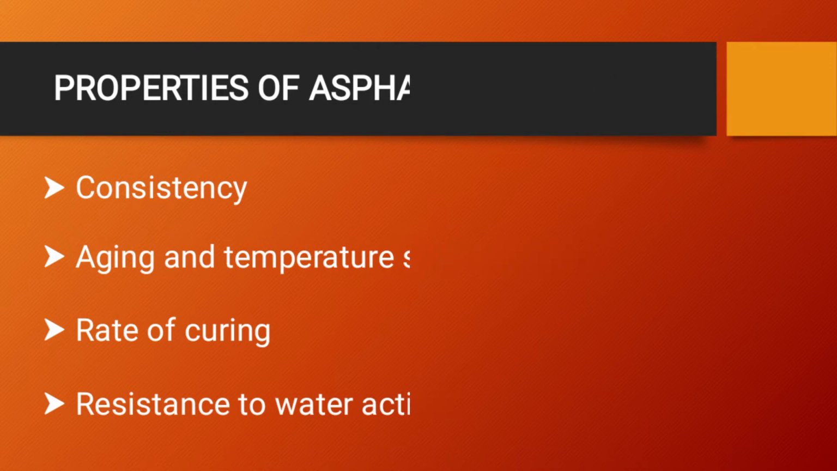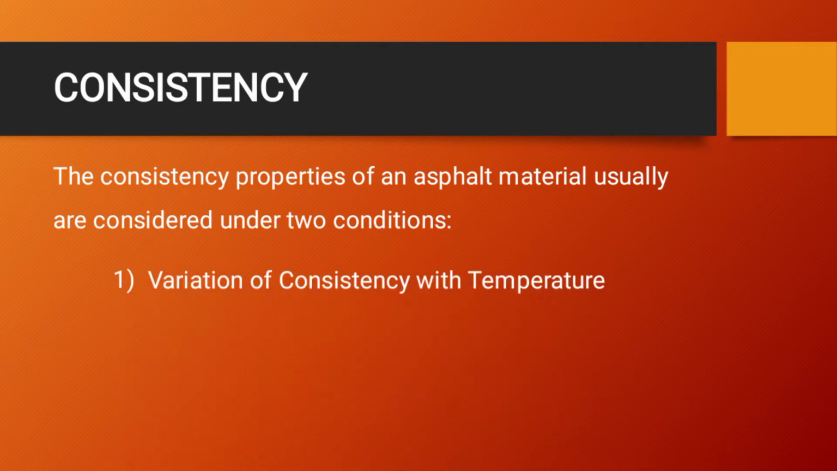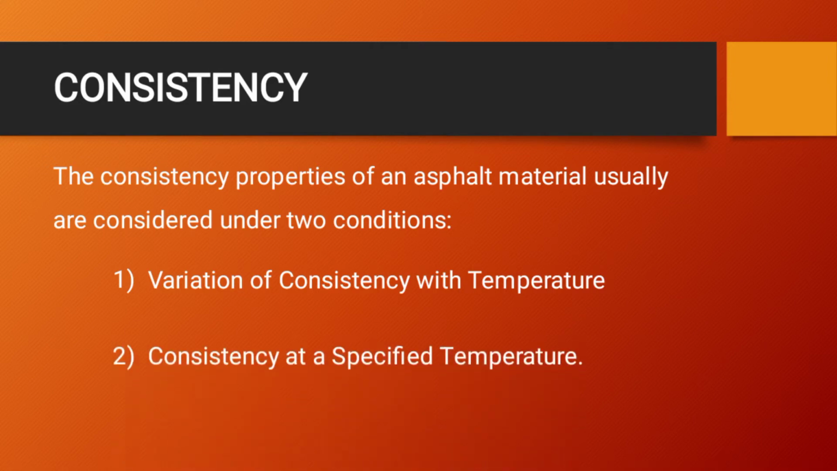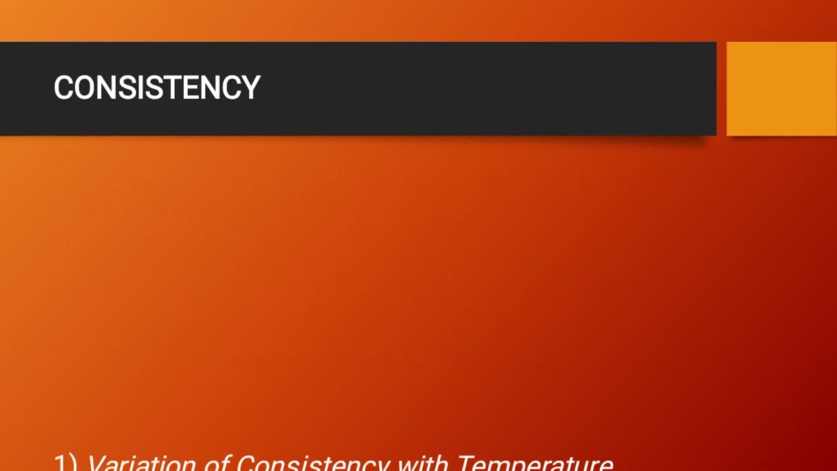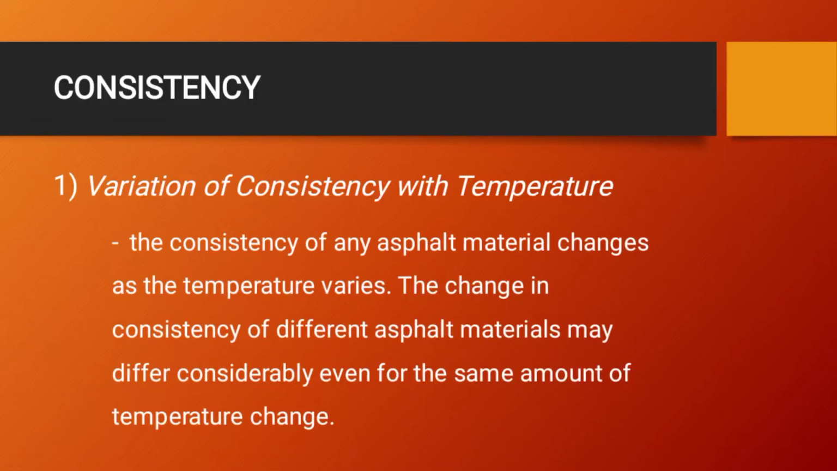So first, what is consistency? The consistency properties of an asphalt material usually are considered under two conditions: the variation of consistency with temperature and consistency at a specified temperature. So, what is the variation of consistency with temperature? The consistency of any asphalt material changes as the temperature varies.